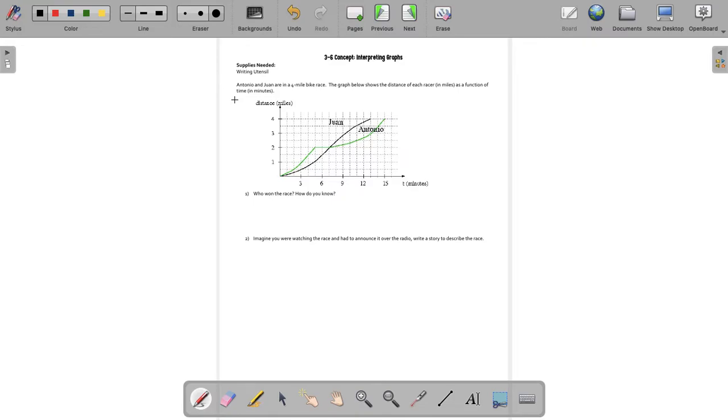We're going to do the 3-6 concept, interpreting graphs. Oftentimes in the newspaper, in articles, in your books, you see graphs. We have to be able to tell what these graphs are talking about. Okay, so let's look at this one here.